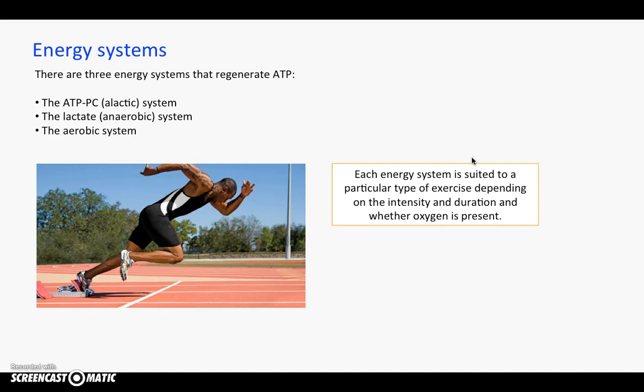All we need to know, the three energy systems that we are focused on are the ATP-PC system, then the lactic system, also known as the lactate system or the anaerobic system, and then finally the aerobic system. So we should know straight away, these first two are anaerobic systems. We do not require oxygen to use these systems. However, the aerobic energy system requires oxygen for energy. So, as said, each energy system is suited to a particular type of exercise depending on the intensity and duration and whether oxygen is present.